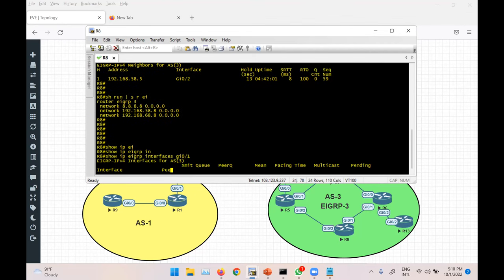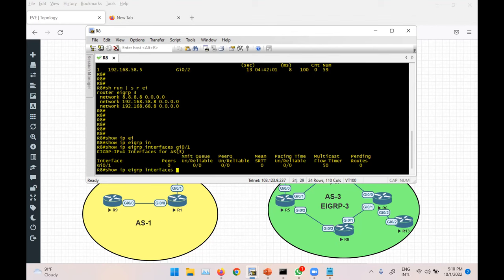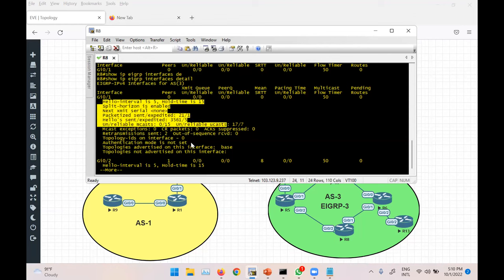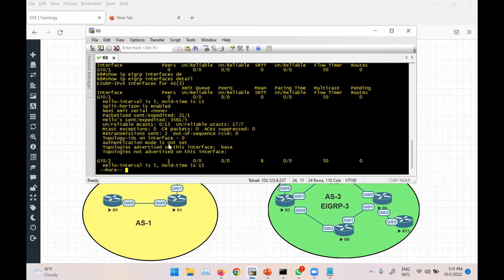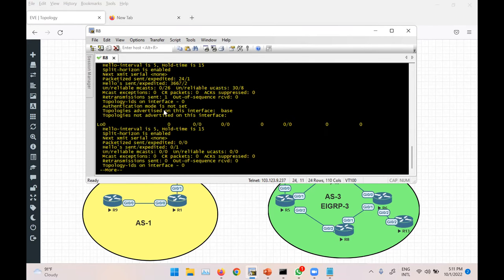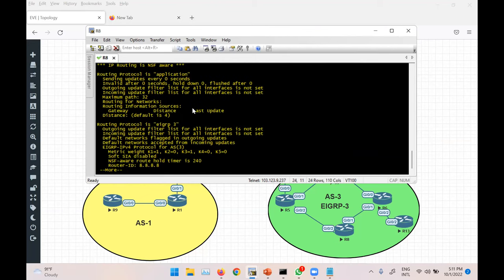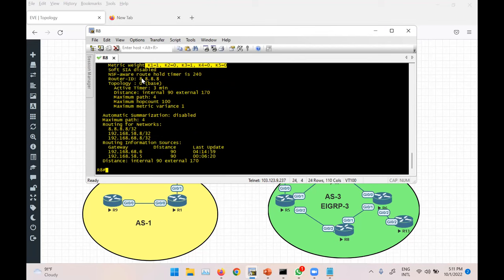interface is G0/1. Okay, and in the detail we are getting, the hello is okay. Authentication is not set here, so it looks good from G0/1 at R8. So no authentication is set here. If you see here, authentication mode is not set, and for this also, authentication mode is not set here. So if you check the show IP protocol here, cable also looks good. Router ID okay.